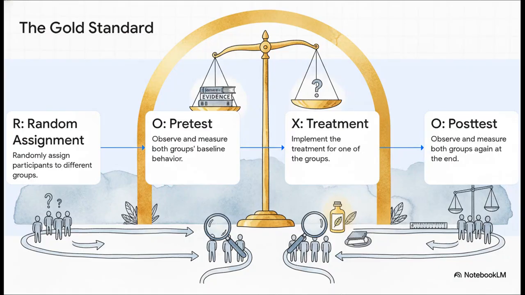This is the classic recipe, what the book calls the pre-test, post-test randomized control group design. Let's break it down. First, R, you randomly assign people to groups. Simple enough. Then, O, you observe or measure everybody to get a baseline. That's your pretest. Next up, X, you give the treatment to just one group. And finally, you do another O, observing and measuring everyone again with a post-test. If the treatment group improved way more than the control group, boom, you've got some seriously solid evidence.